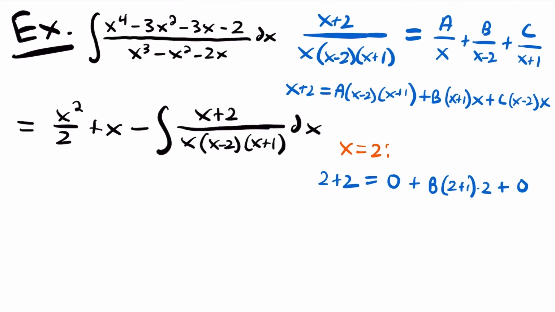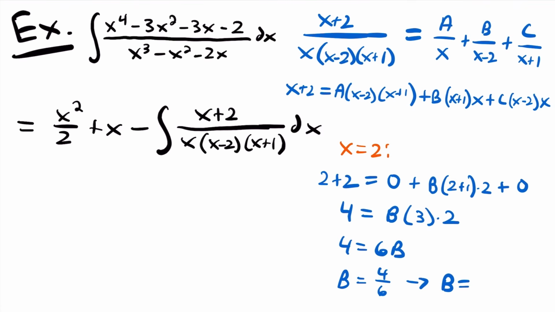Now if we simplify, we'll have 4 is equal to b times 3 times 2, and so 3 times 2 is 6, so 4 is equal to 6b, and if we divide both sides by 6, then we'll find that b is equal to 4/6, which reduces to 2/3, and so b is equal to 2/3. Okay, so we found b. Now let's work on another letter.